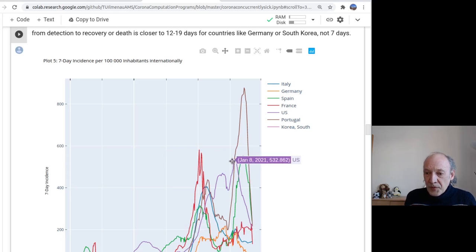Also the US at its peak had 500. So that's also extremely high. But since mid-January, they're very successful combating it. And now they are down at 200, right? So they are also now very successful since mid-January in combating the virus.